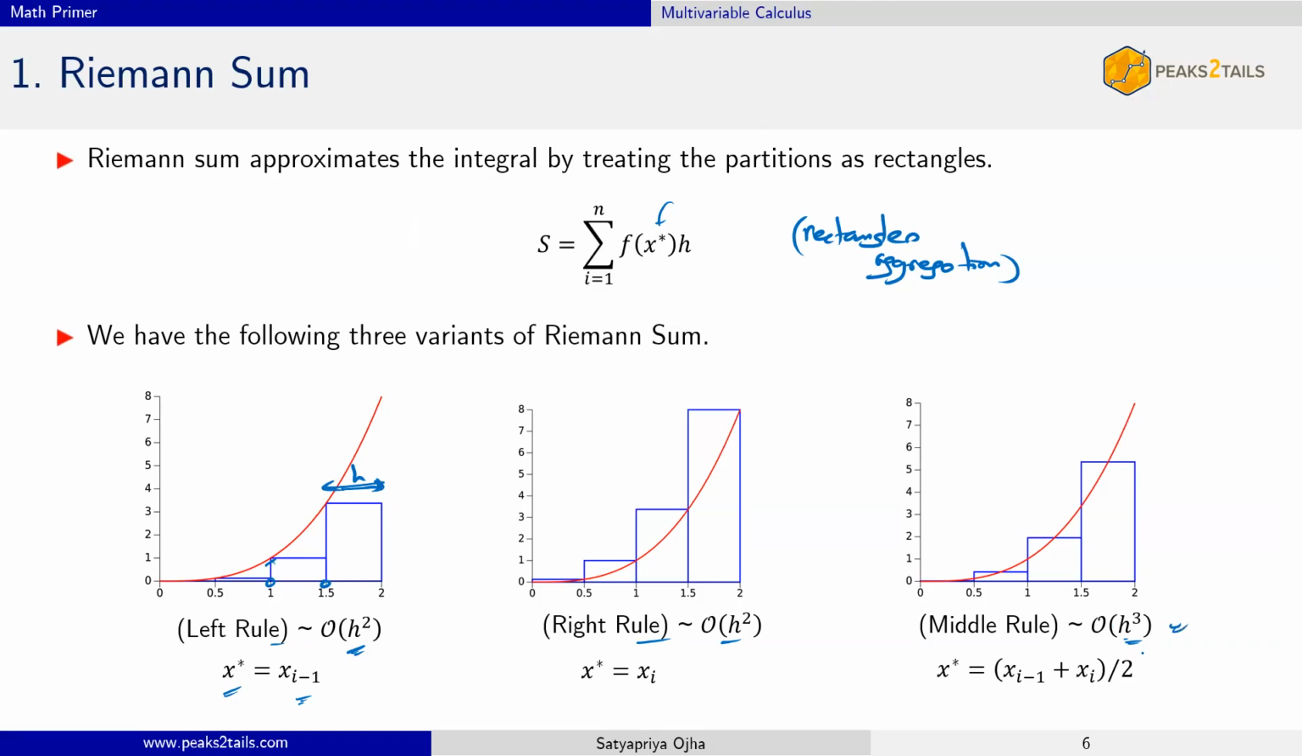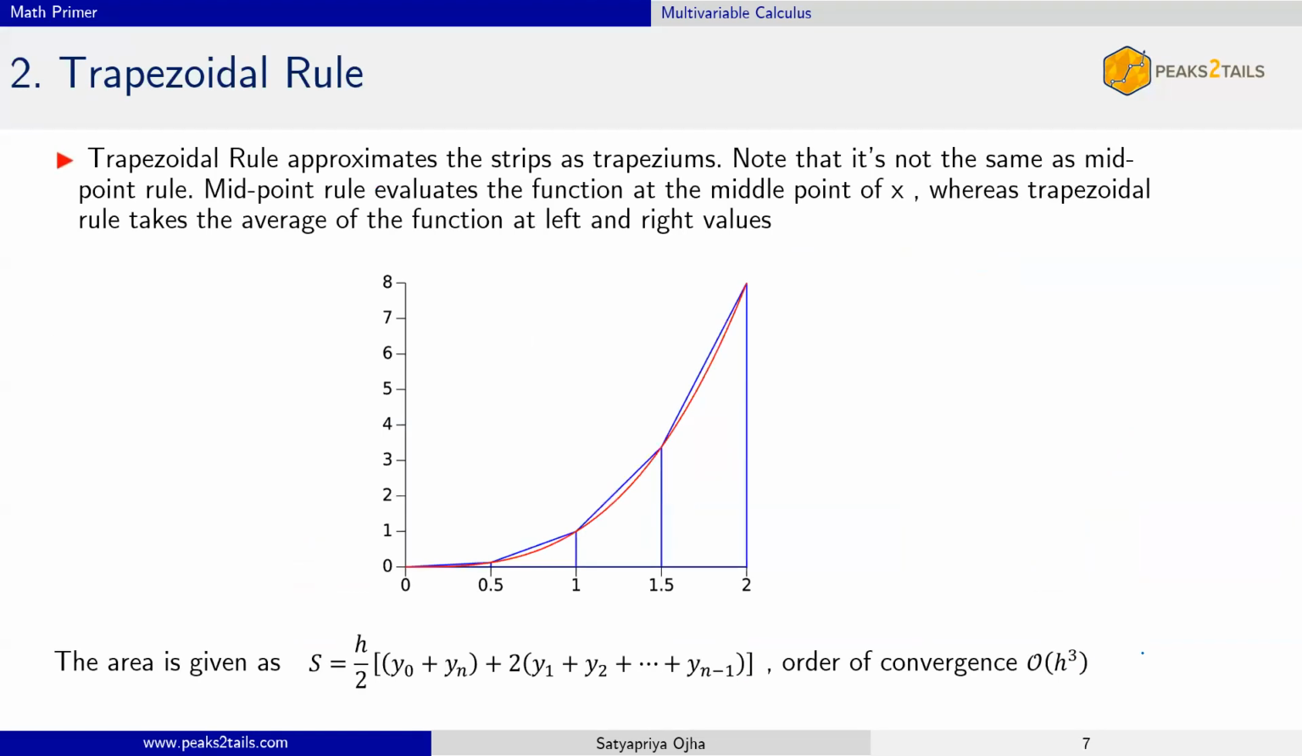So yeah, that's the theoretical convergence rate of these three schemes. These are important to know before you apply them. Okay. So let's go on to the next algorithm, which is also very, very popular, called the trapezoidal rule.